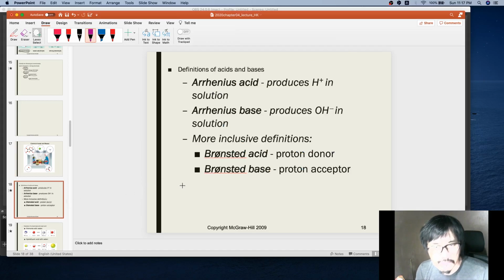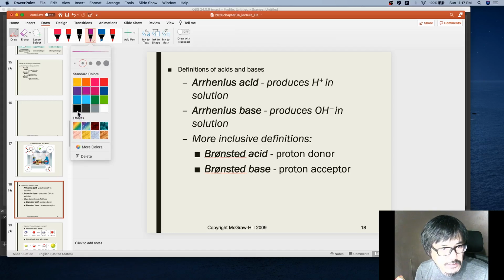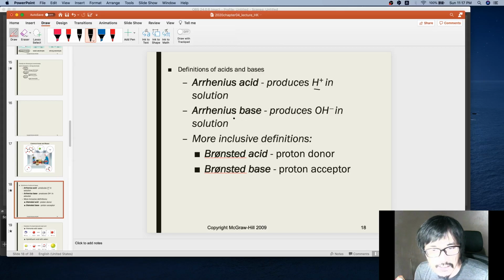Alright, so we actually talk about these two sets of definitions for the acid and base. Arrhenius acid produces H plus, and then the Arrhenius base produces OH minus, right? But that's not enough. We need a little bit more because some of those chemicals are not defined by the Arrhenius acid and Arrhenius base. So we're going to have to talk about the Bronsted acid and Bronsted base as well.